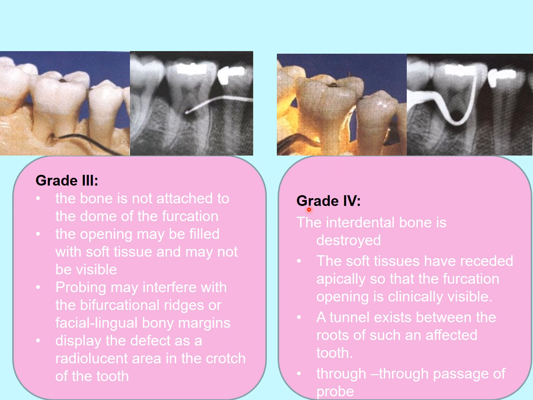Coming to grade 4, the interdental bone is completely destroyed. It allows through-and-through passage of the periodontal probe, and the soft tissues will have receded by this time, so the furcation can easily be visible. Usually a tunnel exists between the roots of such an affected tooth. That is grade 4.